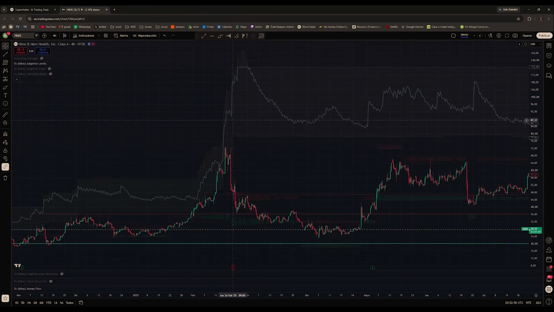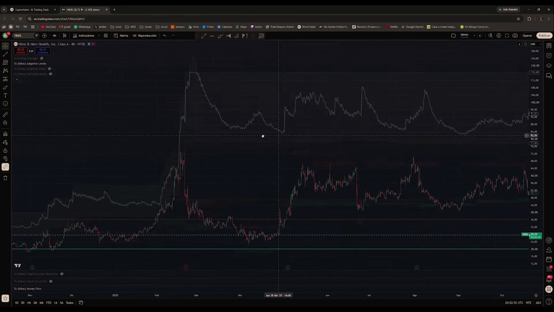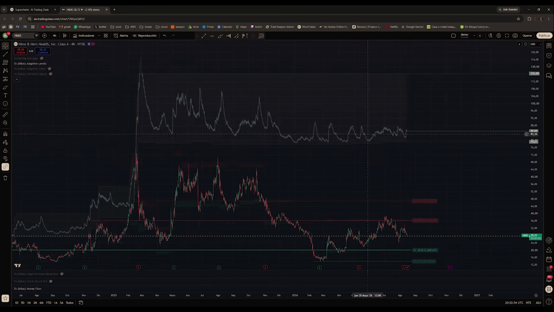Right. So here, obviously, huge peak, so it prices the thing. But I would say that this would be the new area to watch for a hypothetical all-time high in HIMS. So trust the consolidation, not the peaks. Yeah, that's a good way to frame it.